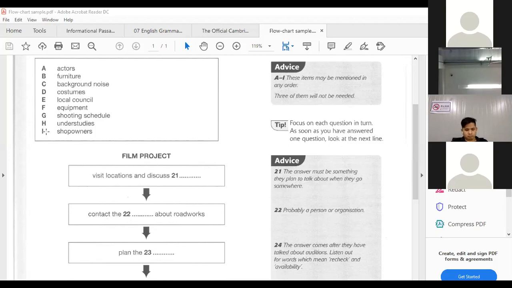You might have heard the words shop owners, but that was when a male student said something about how he did not have to ask for permission from the shop owners, but they have to discuss the background noise. Thank you. Number 21 is C.